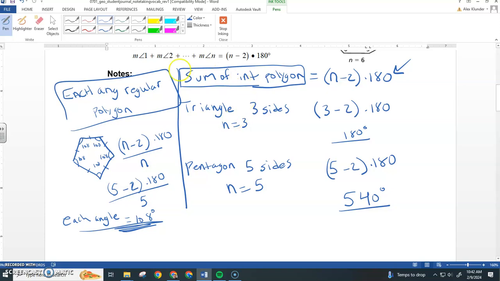So once again, I want to just highlight what I just said. If you're looking to find the sum of the interiors, you're going to do this formula right here. If you want to find the measure of each regular angle, you are going to do this formula right here. It's the same thing, you just divide by n. You divide by the number of sides because every angle is identical.